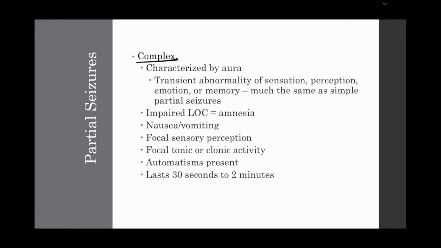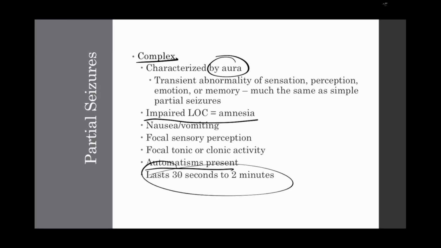Complex partial seizures are characterized by an aura. Okay, they'll have some sort of abnormal sensation, perception, memory, or emotion before the seizure starts. They'll have impaired consciousness. They'll have some amnesia. They'll forget what happened in that time frame that they were actively seizing. Nausea, vomiting, some sensory issues, some tonic-clonic activity. Your automatisms may be present, and they only last 30 seconds to 2 minutes. They don't last very, very long.